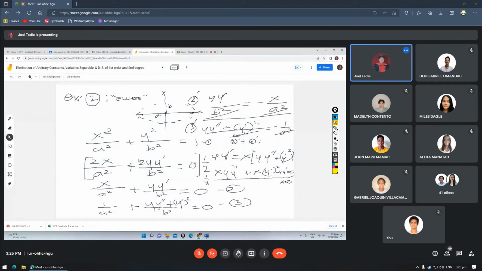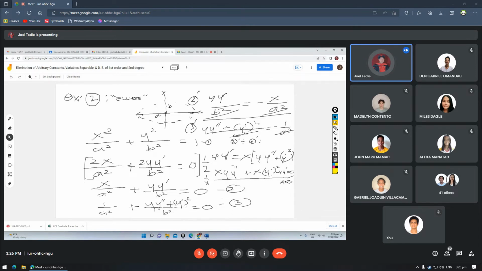So we will differentiate equation number 1 first. Using the power formula, u to the power n, our u here is x and our n is 2. So the formula, according to Alexa, is n u to the power n minus 1. So 2, copy, and the constant is 1 over a squared. So it is 2 over a squared times x, because 2 minus 1 is 1, so the exponent 1 is understood.